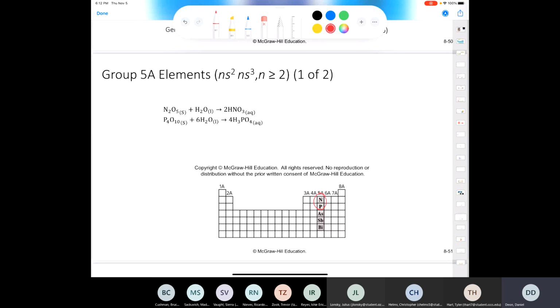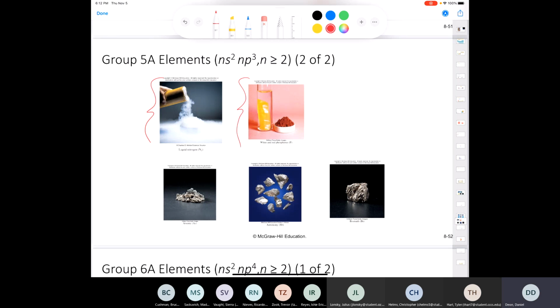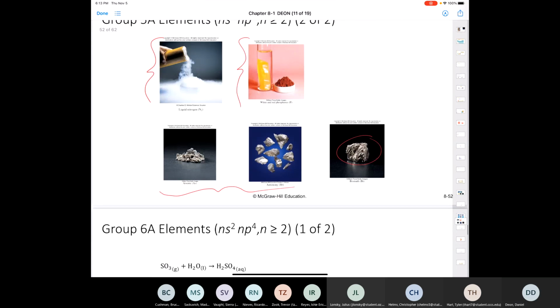Nitrogen and phosphorus are nonmetals. Arsenic and antimony are metalloids, and bismuth is a metal. You can see that nitrogen, again, which is a nonmetal, is a liquid. And when we get to phosphorus, which is also a nonmetal, it's a brittle solid. And then antimony and arsenic are here, and then bismuth is a metal.